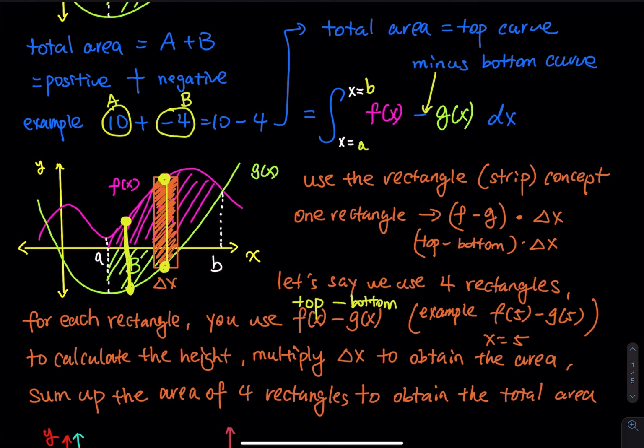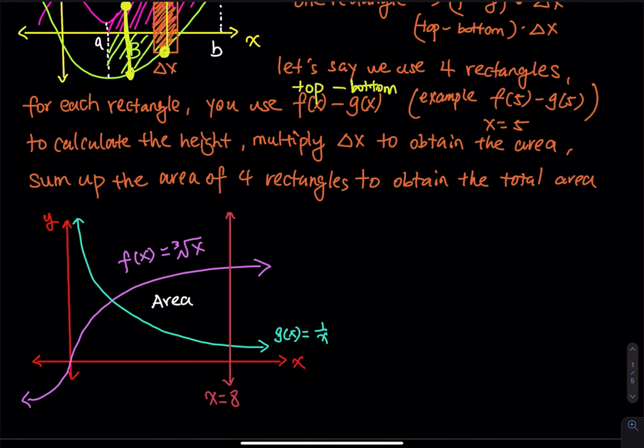Okay, so to understand better, we have to use a simple problem. So we have a simple problem right there for you. So what did I do right here? I have 2 functions, a pink function and a green function. The pink function, not pink, purple, whatever you like to call it, is f of x equals the cube root of x. So that is the graph. And then g of x is the reciprocal function 1 over x.